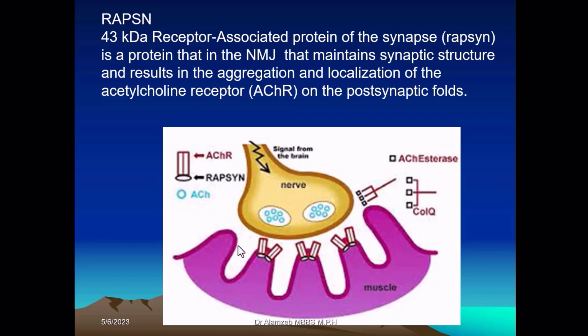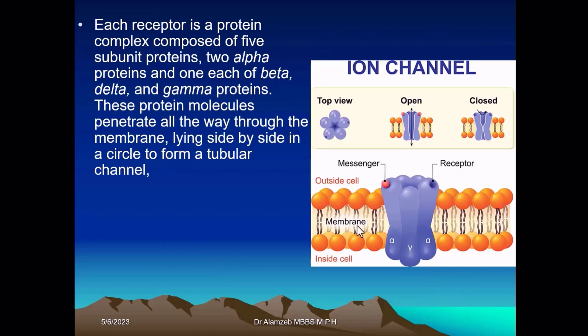This protein is responsible for the maintenance of the synaptic cleft and also for the localization or aggregation of the acetylcholine receptor on the membrane. This is the repair work of the synaptic cleft and aggregation of the channels, the acetylcholine-sensitive channels. These receptors are present on the muscle membrane.